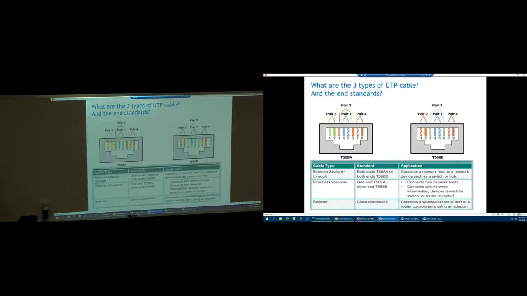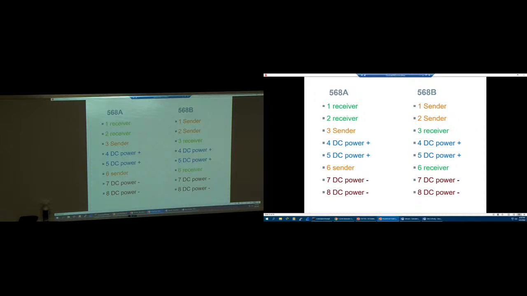Right, so here again is our A, starting with the green. We flip the orange, the blue. So the blue is more for power over Ethernet, and then the browns are for our gig service. Those don't even necessarily get used depending upon what the device is and what your application is. So it has to do with the sender and the receiver.